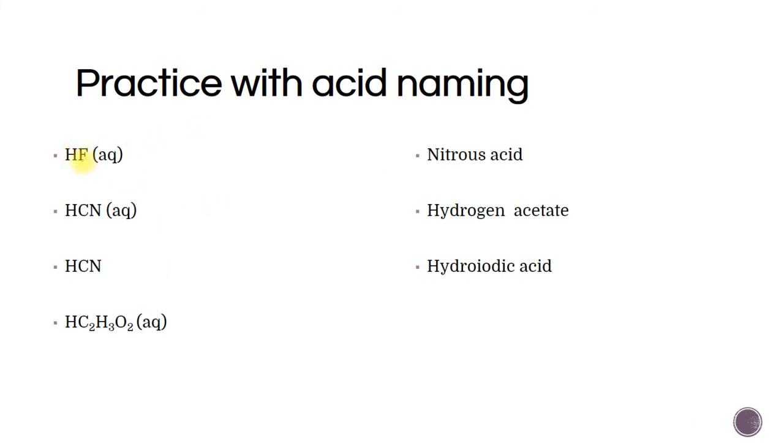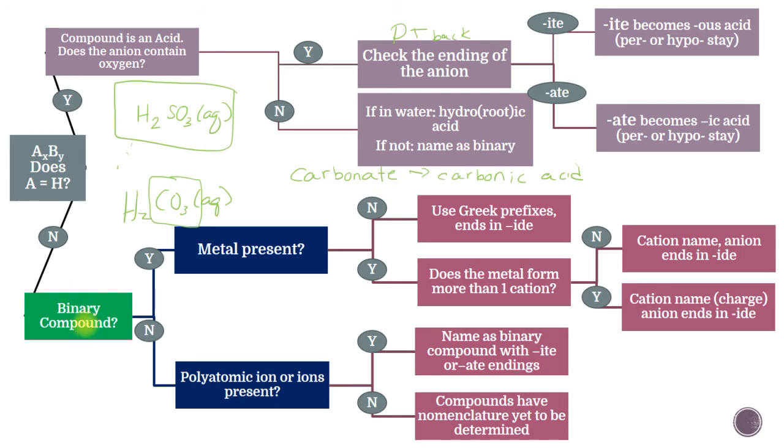HF, all right. Does it start with an H? Yes, okay, so it's an acid. Does the anion contain oxygen? It was HF, so there's no oxygen, just hydrogen and fluorine, so no. If it's in water, it's hydro, plus the root. The root comes from the name of the element that's attached to the hydrogen, and then ic acid.